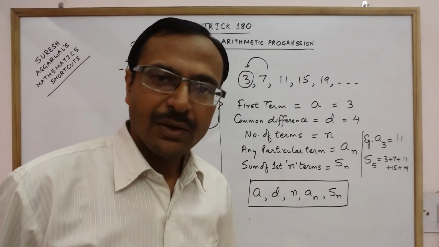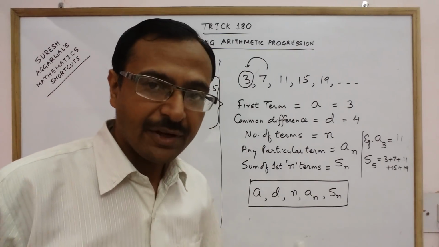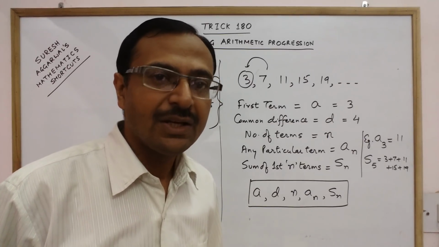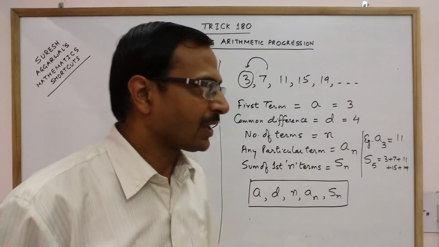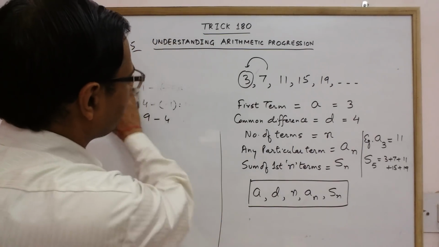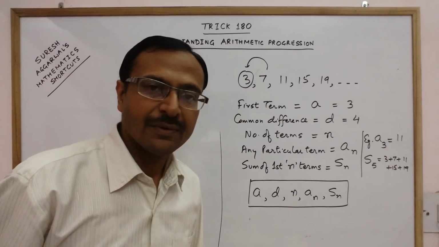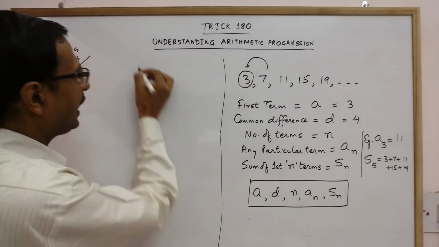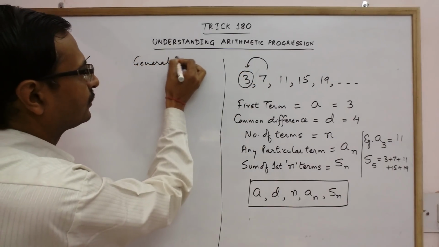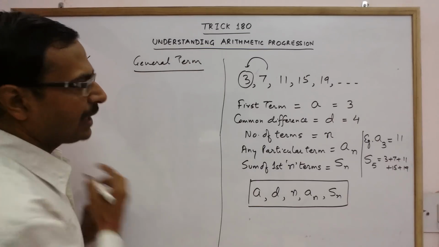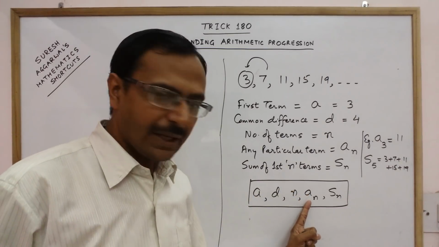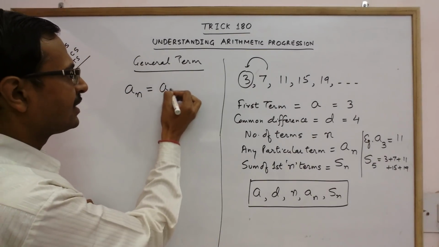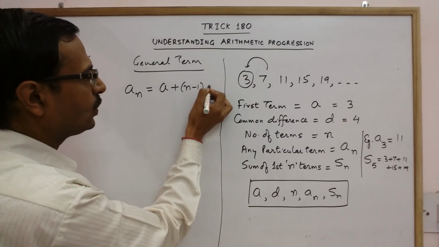All concepts of AP revolve around only these 5 variables, and if you have understanding of these 5 variables, then we can very easily solve questions related to this. Now, what are the basic formulas which are involved in this important topic? Now, for finding any general term, that general term is denoted by An, and the formula for finding An is A plus n minus 1 into D.